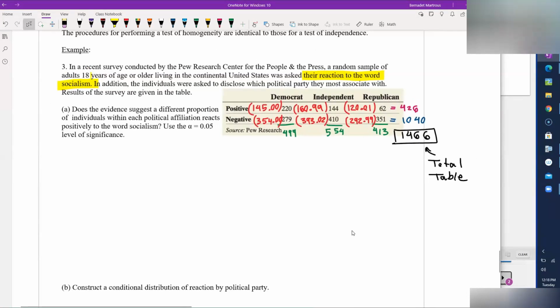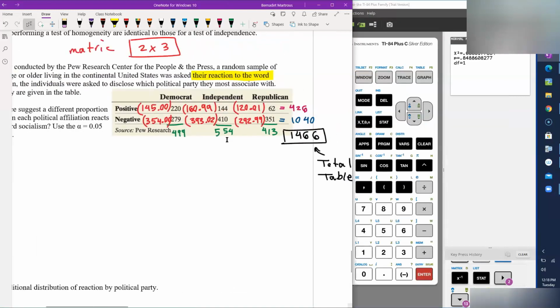And here we have our matrix, which is 2 by 3. For this one, I'm going to use the TI-83/84, not StatCrunch, because on the test you're not able to use StatCrunch.